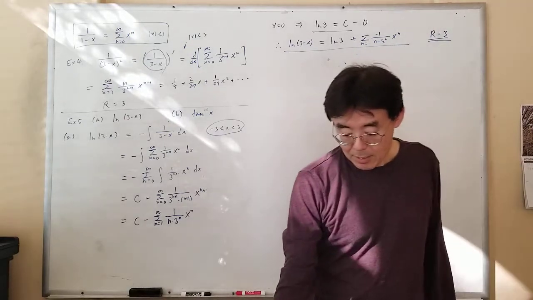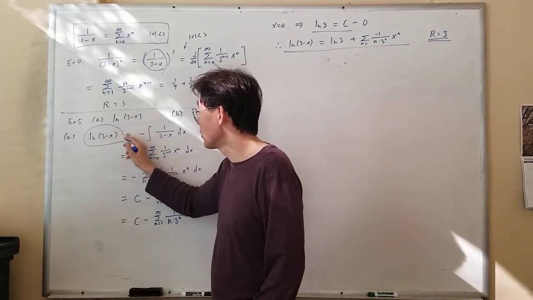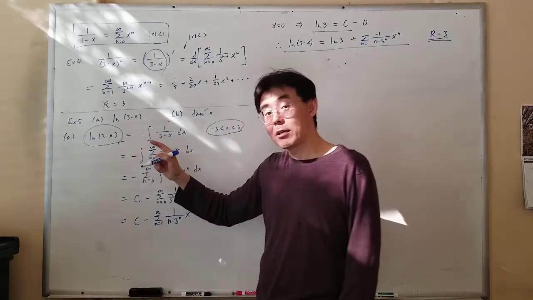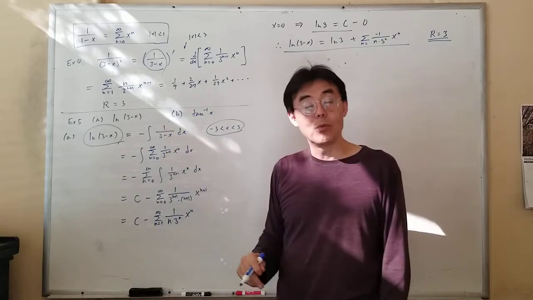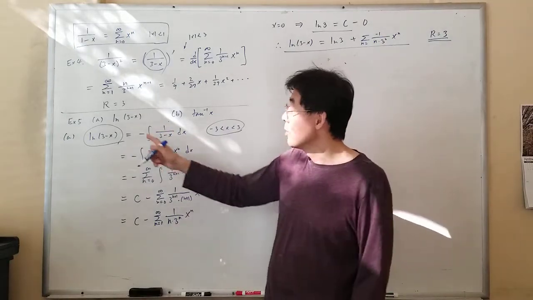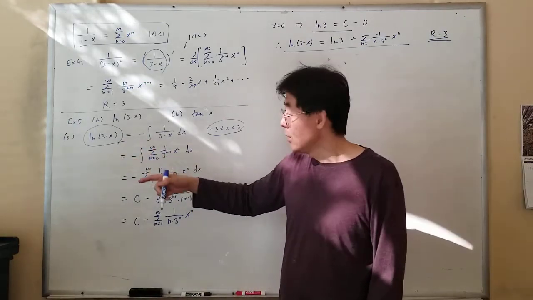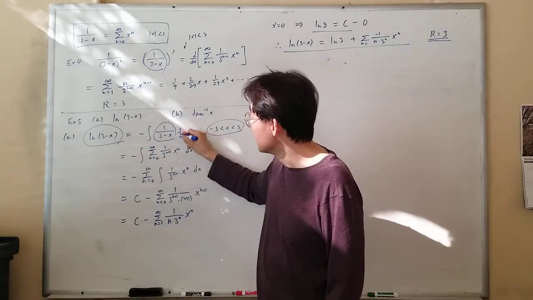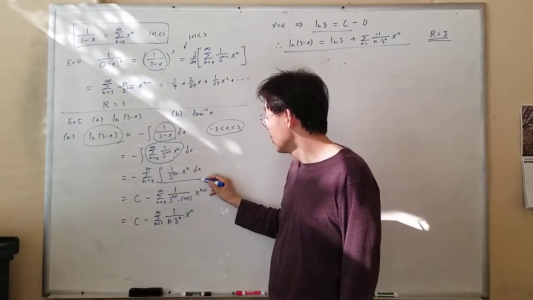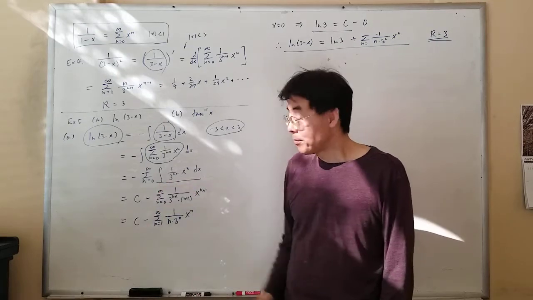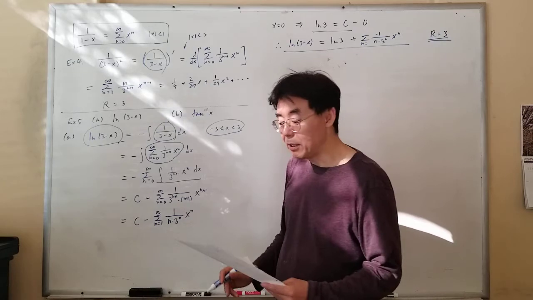So we got the power series representation of this by recognizing it as the negative of the antiderivative of 1 over 3 minus x. So its power series representation is just term by term integration of the power series of this one. We did term by term integration. What about B?